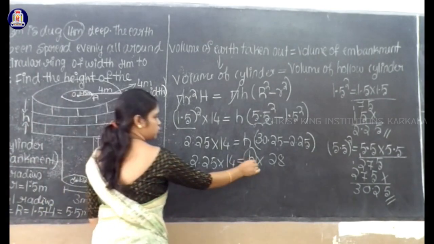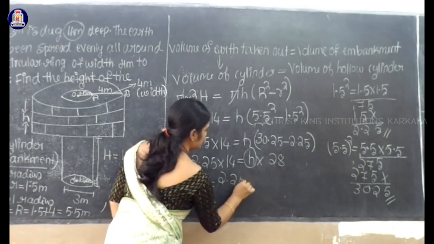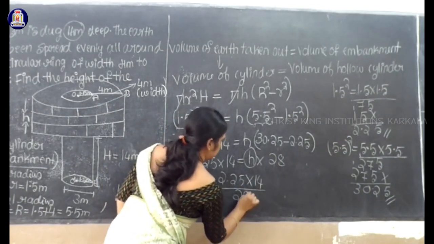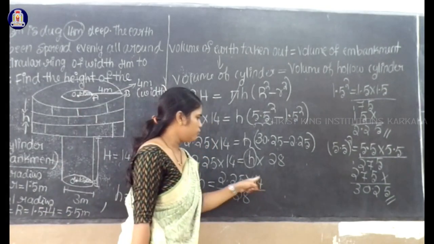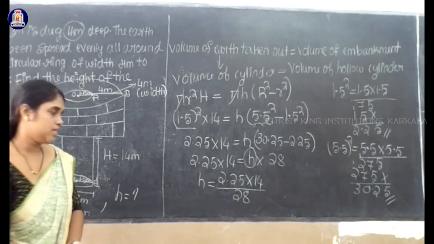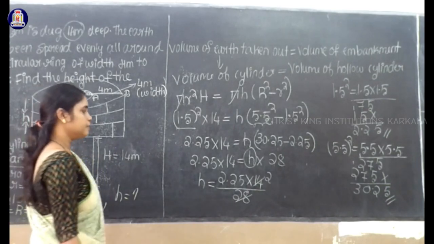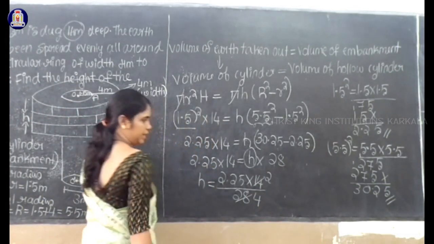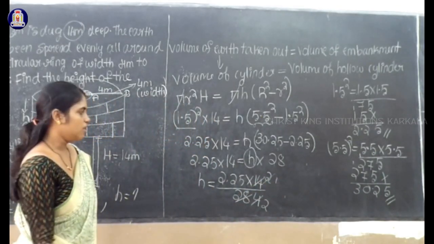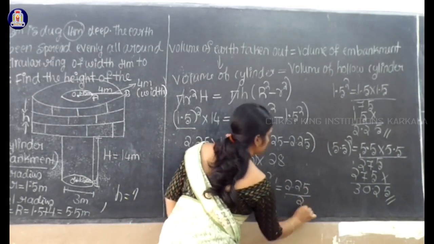So therefore h is equal to, first I will write the left hand side down. What is that? 2.25 into 14 by, write this, 28. So now 14 and 28. Can I cancel it by this 7? Yes. 7 twos are 14. 7 fours are 28. Again 2 ones are 2, 2 twos are 4. Right? So therefore I will get 2.25 by 2.